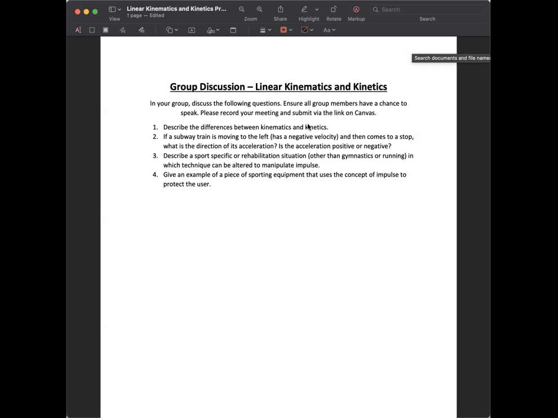Okay, and then for number two, I said that there would be a positive acceleration towards the right because when the train stops, the velocity would decrease as well. And since the train is decelerating, the acceleration will be in the opposite direction of the train. But I'm not sure.